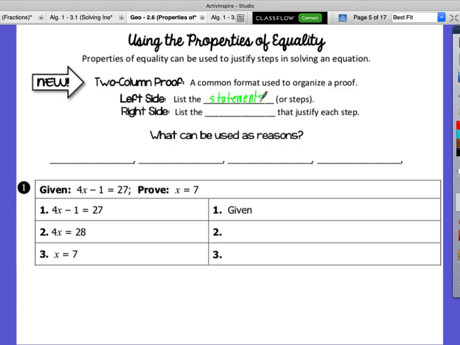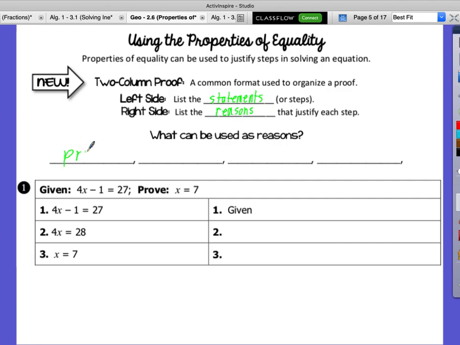Okay. And that'd be like your points in an argument, or in this case, it's our steps in solving. And the right side lists the reasons that justify each step. That'd be like our explanation in an argument. Okay, you make your point, you explain. We make our statement, our step, and then we justify how we're able to do that. Okay?